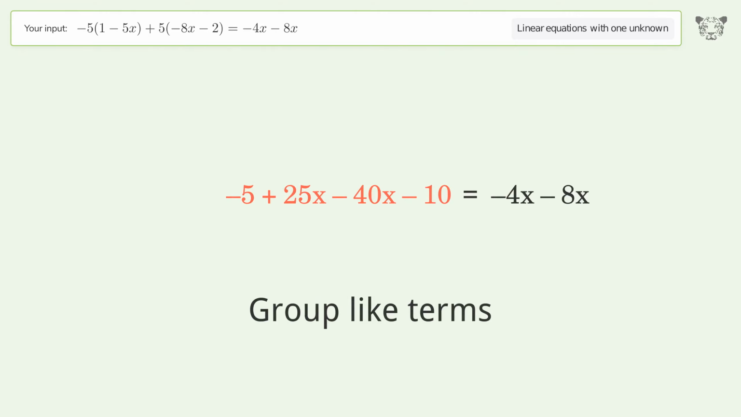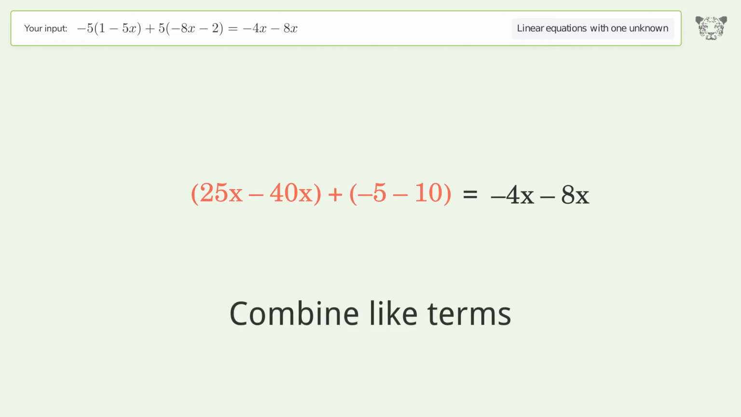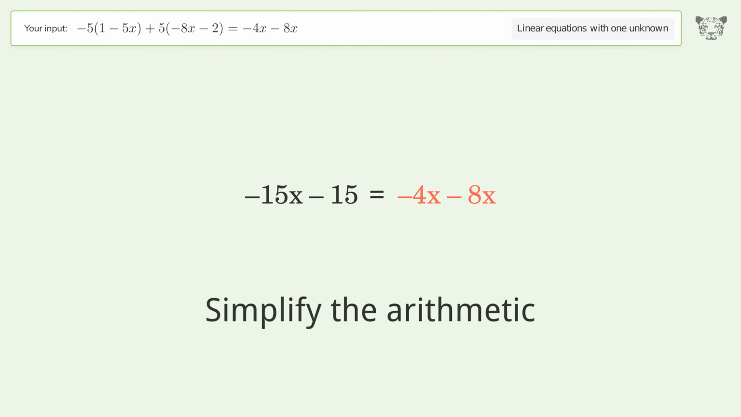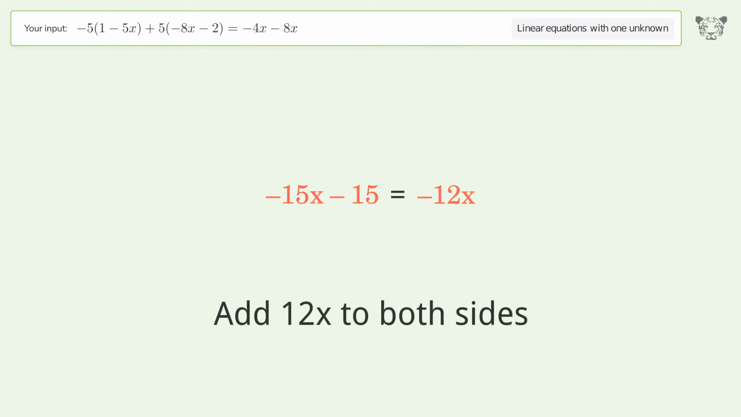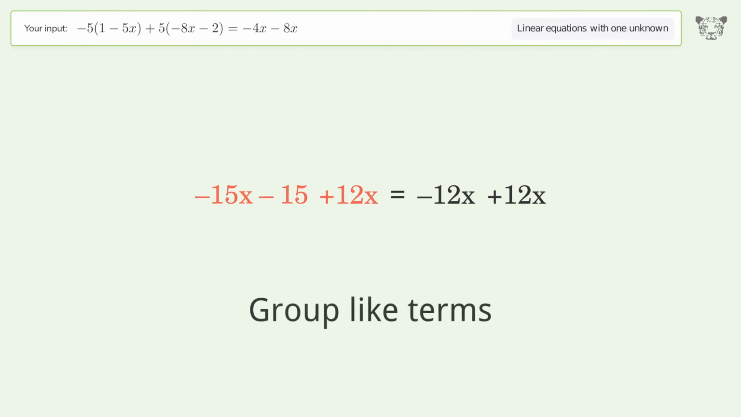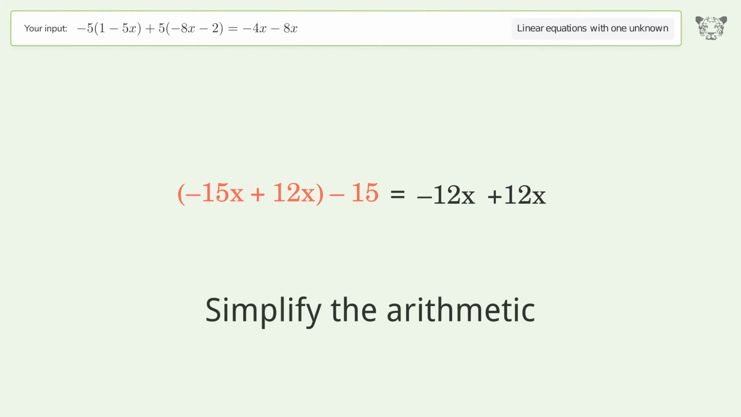Group like terms. Combine like terms. Simplify the arithmetic. Group all x terms on the left side of the equation. Add 12x to both sides. Group like terms. Simplify the arithmetic.